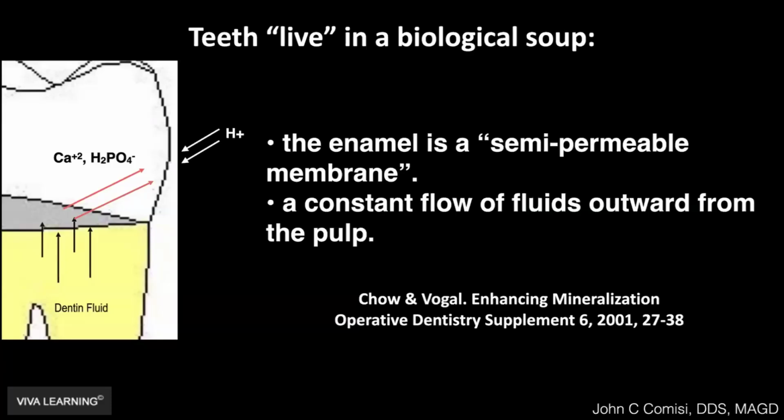Also, as this paper from 2001 by Cho and Vogel discussed, enamel is a semi-permeable membrane with a constant flow of fluids outward from the pulp. And the reason for that is that the tooth is trying to constantly counteract the acidic effect of decay that's occurring. So the dentinal tubules are actually conduits to provide the calcium and the phosphates necessary to try to neutralize the acid attack. And as long as the balance is such a way that the acid can be controlled, the problem is maintained and managed.